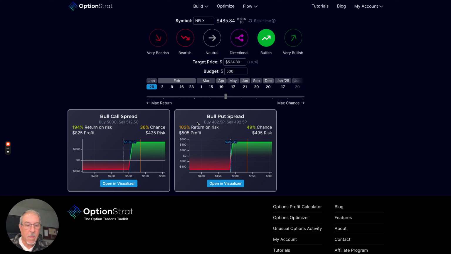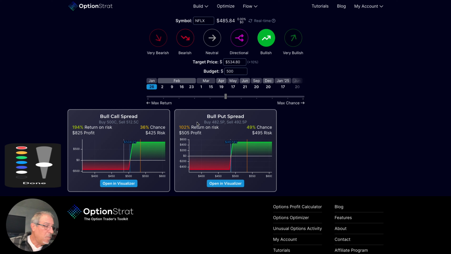And what's kind of cool about this is we can come in here and instantly see our percent chance of that trade being profitable. We can see the amount of risk that we've got in both of those trades. We can look at our return on risk and profit potential. So the highlights of that trade are there for us to take a look at.